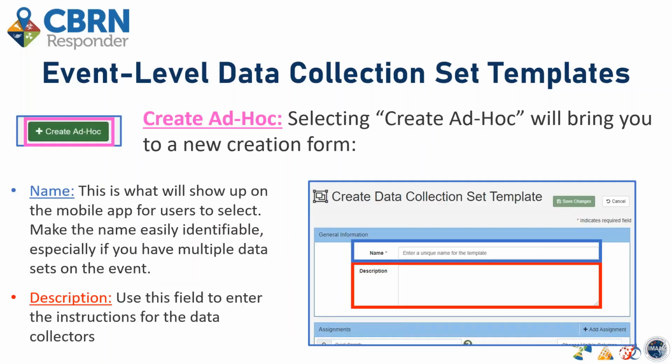We'll now begin with the first option of creating ad hoc. So when you select the Create Ad Hoc option, it will bring you to a new creation form. And again, here we have our options of name. This is what will show up on the mobile app for users to select. Again, make this name easily identifiable for your users. And we also have description. Please use this field to enter any instructions for your data collectors.